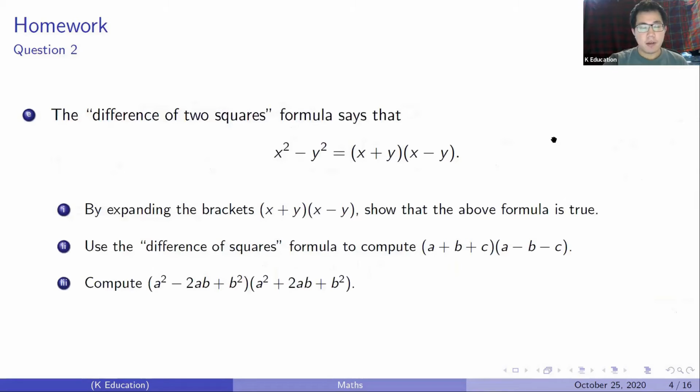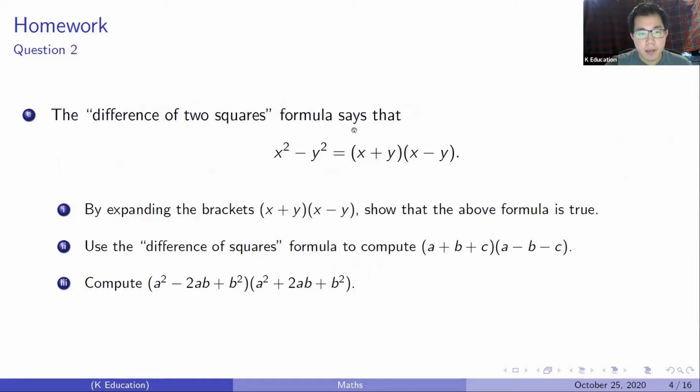Okay, this one is a bit longer and just more algebra practice. So the difference of two squares formula, we've seen this in class. Hopefully you understand why it's called the difference of two squares, right? It's x squared minus y squared, so it's the difference of two square numbers.